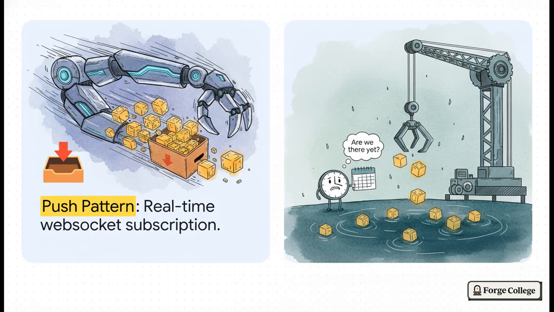Pull, on the other hand, is you constantly asking the node, are we there yet? Any new logs? How about now? Every 5 seconds using periodic JSON RPC polling, specifically the eth_getLogs method. Push gives you that sweet low latency, for sure, but pull gives you incredibly predictable batch processing and makes recovering from downtime a whole lot easier.